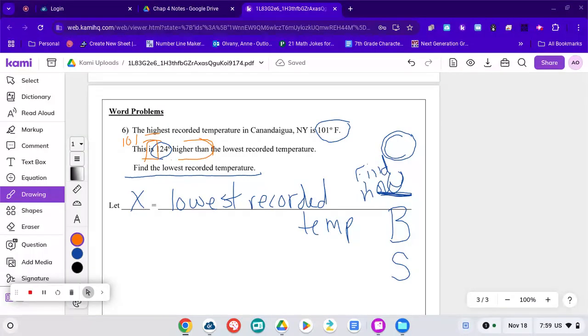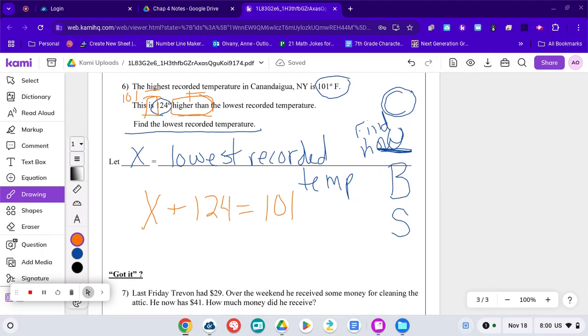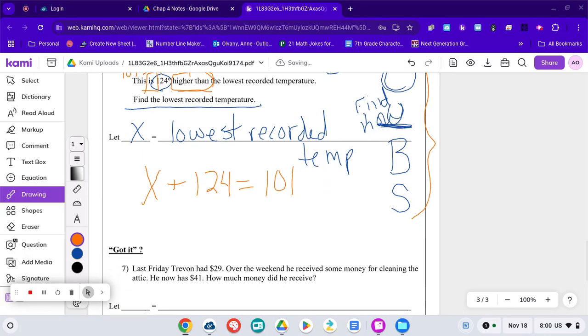If it's higher than, that means we're going to be adding, right? All right. So higher than the lowest recorded temperature. So lowest recorded temperature is x. We have something being 124 degrees higher is 101. And that's how we translate it. And that's why I think these steps are really, really helpful. Okay? So now we're going to go to our process.